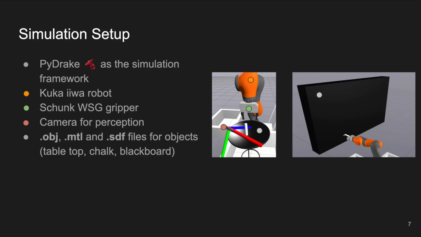We will start by explaining the simulation setup. For simulating our system, we use the PyDrake framework. We use the KUKA EVA robot, which is stationary and welded to the floor. We use the Schunk WSG gripper for holding the chalk. We use a camera for perception of where the chalk is and to run the iterative closest point algorithm to get the appropriate gripper frame to grasp the chalk. We use the OBJ files along with their MTL files for the mesh of the objects for the table, chalk, and board. These files are converted into SDF format for consumption in Drake.